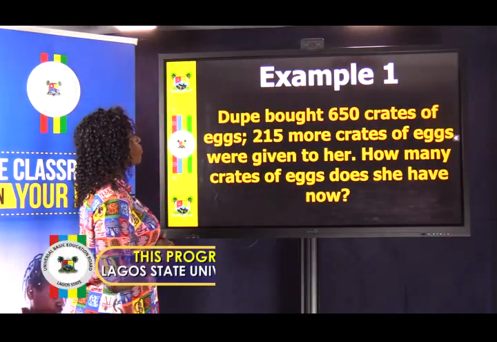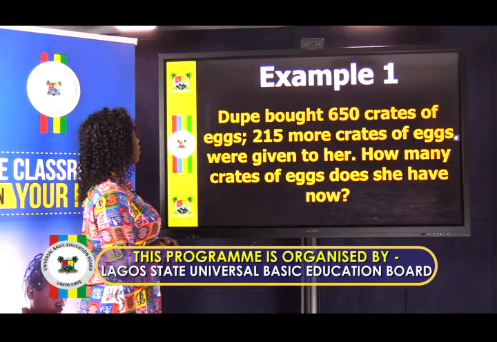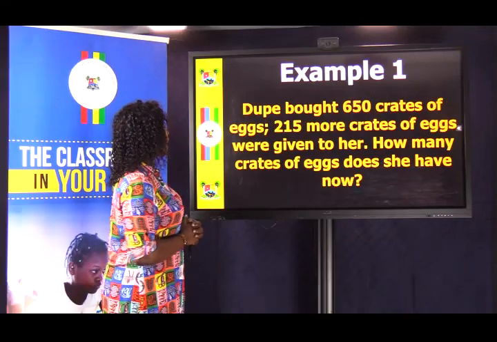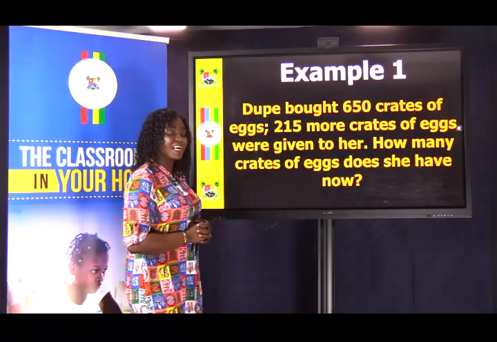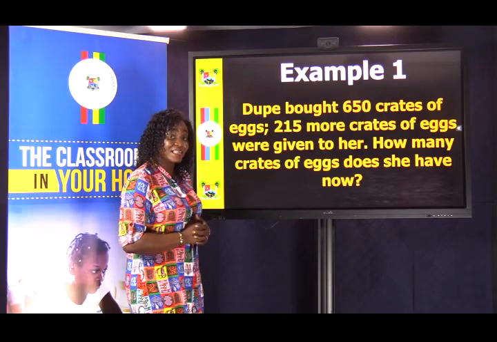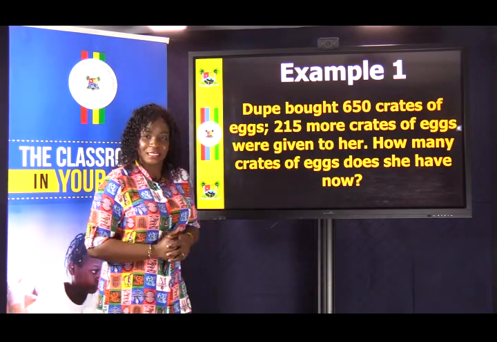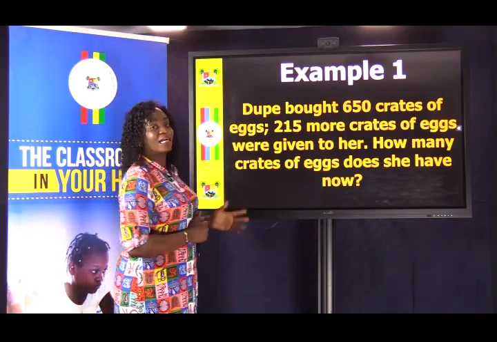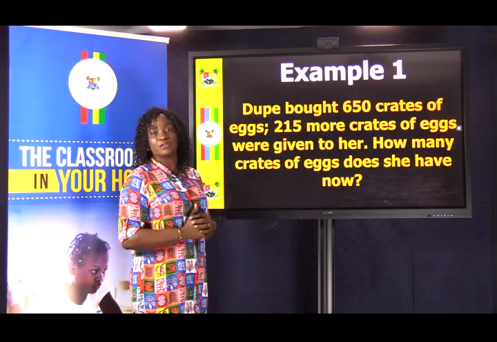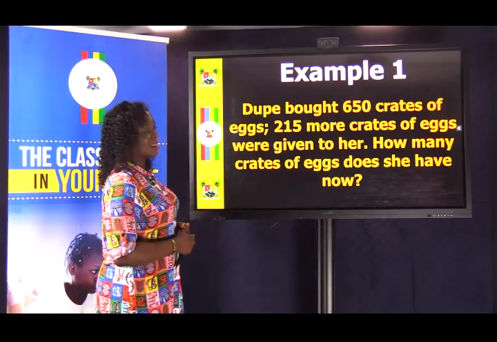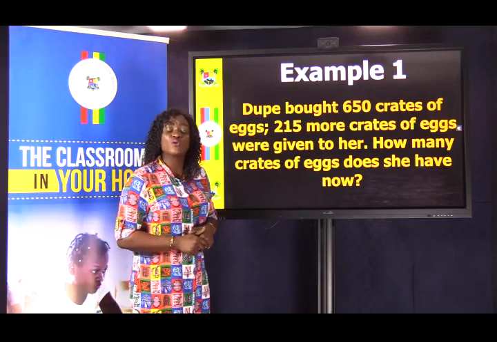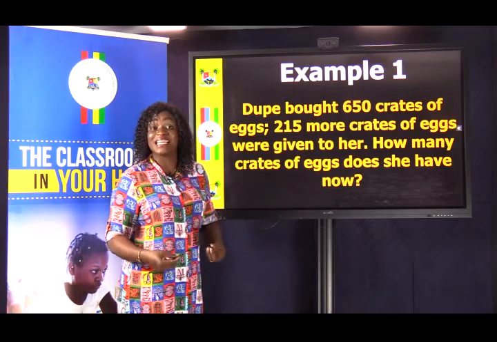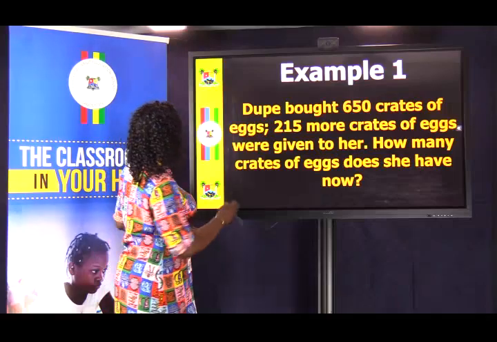Example 1. Dupe bought 650 crates of eggs. 215 more crates of eggs were given to her. How many crates of eggs does she have now? We have read. Now let's interpret. In our interpretation, we should be able to determine if this is an addition problem or a subtraction problem. So how do we know? She had 650 crates of eggs and 215 more crates were given to her. When you are given something, is it adding to you or removing from you?